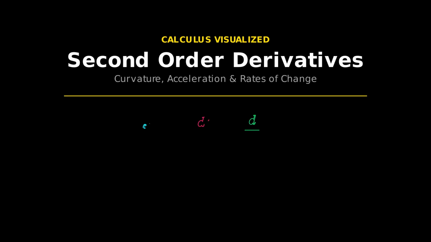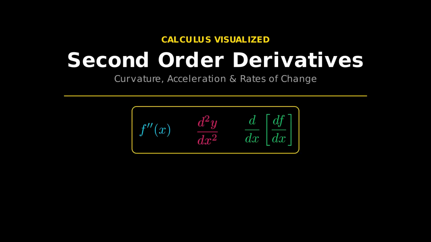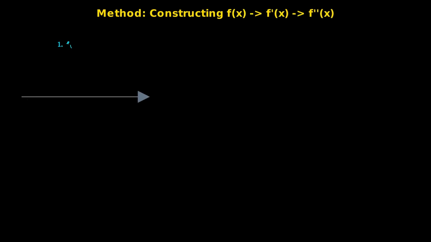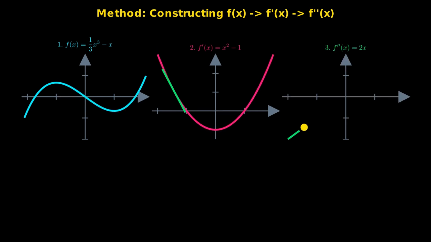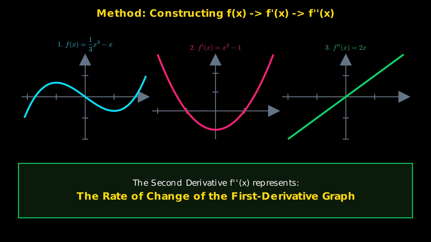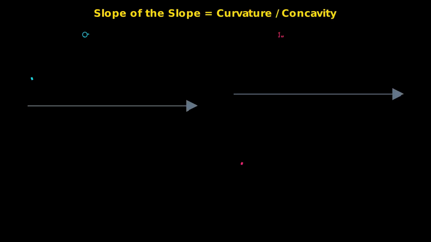Now, what is the second-order derivative? If we plot a new graph where the height at every point represents the slope of our original curve, we get the first derivative graph. The second-order derivative is simply the slope of this first derivative graph. It answers a simple question: how fast is our original slope changing? Geometrically, this slope of the slope represents curvature or concavity.